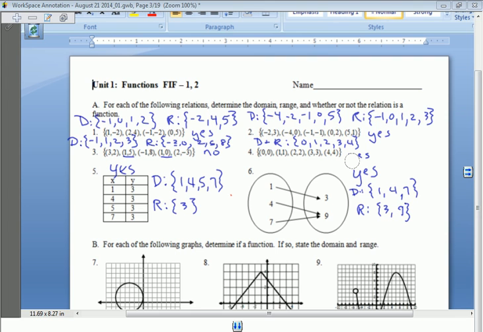Answers for the homework. We're going to start with a worksheet. Take a look at the domain and range at the top of the worksheet. See if you have any questions.